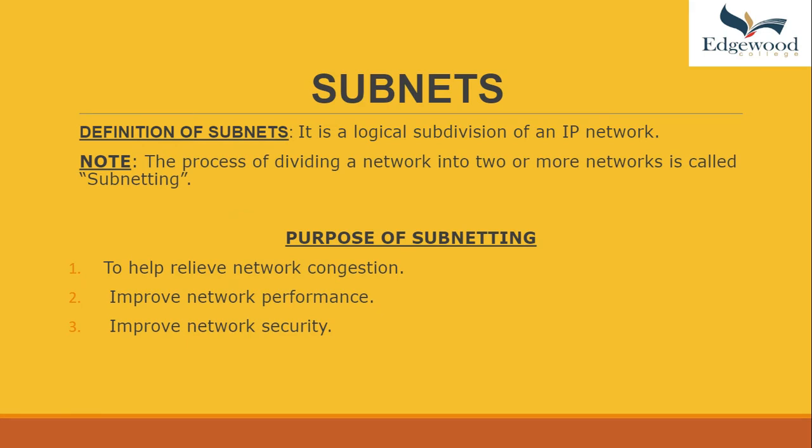So what is the purpose of subnetting? It is to relieve network congestion. If you decide to pack everything on one side, will you not be congested? So from the example I gave, the same thing applies to our IP address. Subnetting allows us to relieve network congestion. Number two, it improves network performance. Do you see now?